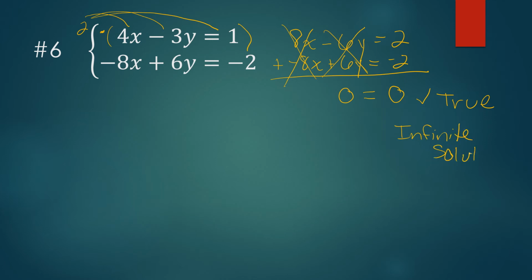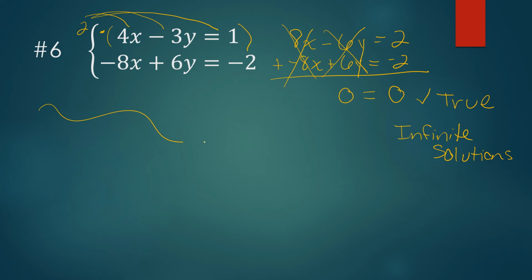And remember, we get infinite solutions when we're talking about the same line. If you were to go back to these equations and put them both into slope-intercept form, you would notice they're the exact same equation. They're the exact same line. That's why this one is infinite solutions. 0 does equal 0, that is true, so infinite solutions.